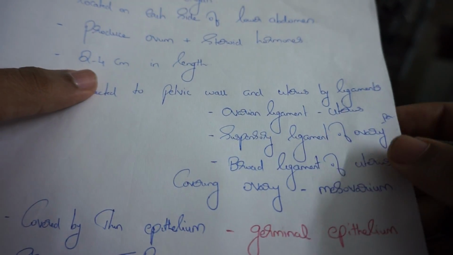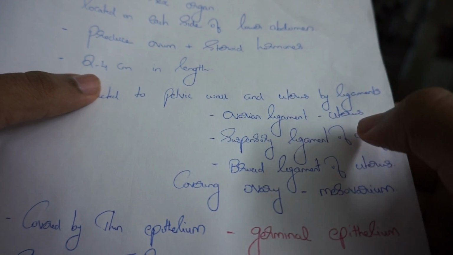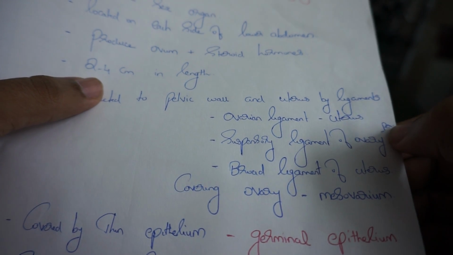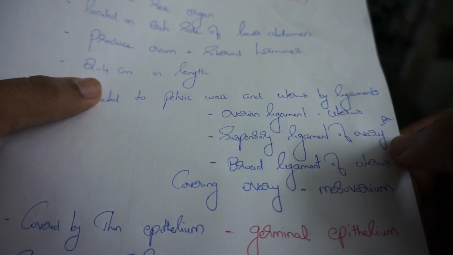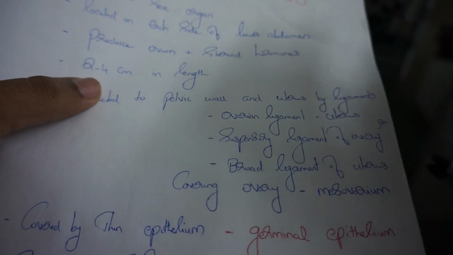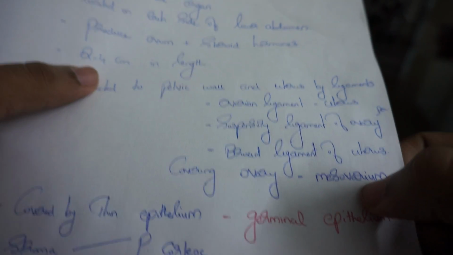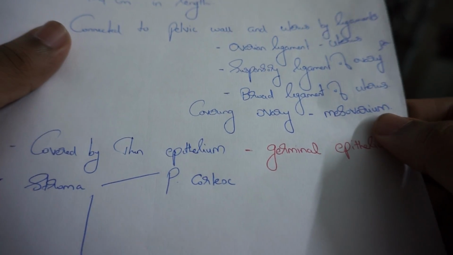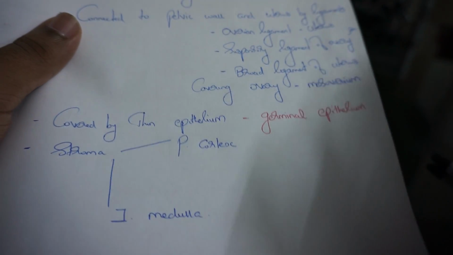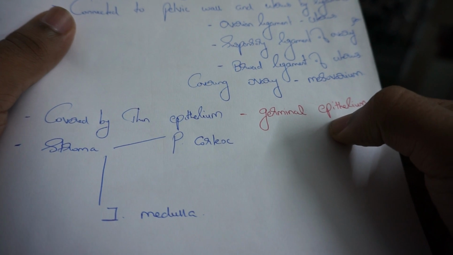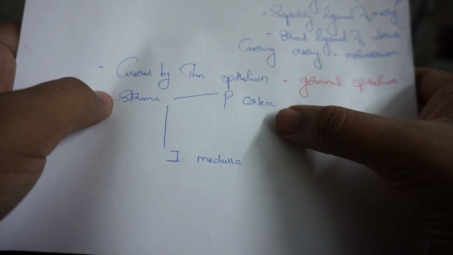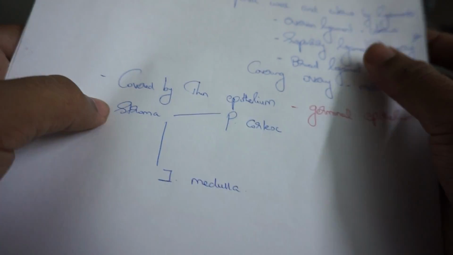The ligament by which it is attached to the uterus is called the ovarian ligament, and the ligament by which it is attached to the peritoneal wall is called the suspensory ligament of ovary. The broad ligament of uterus also covers the ovary, and that is called mesovarium. Coming to the anatomy of ovary, the ovary is covered by a thin epithelium called the germinal epithelium, and the stroma of the ovary is divided into a peripheral cortex and an inner medulla.